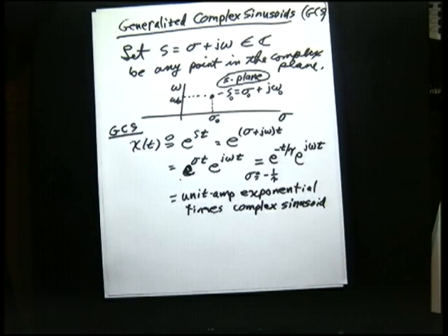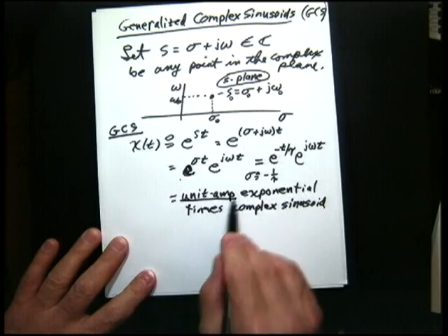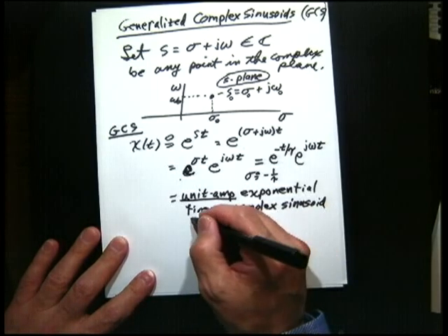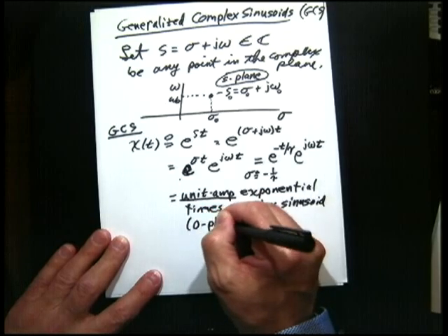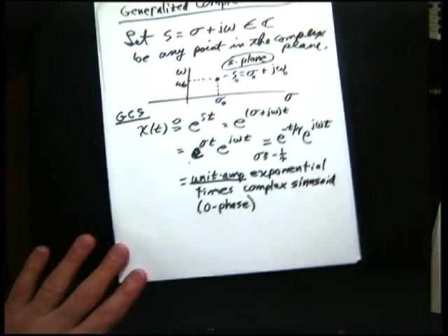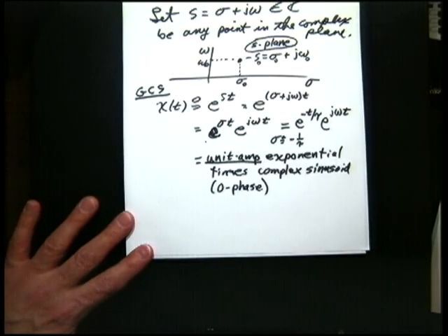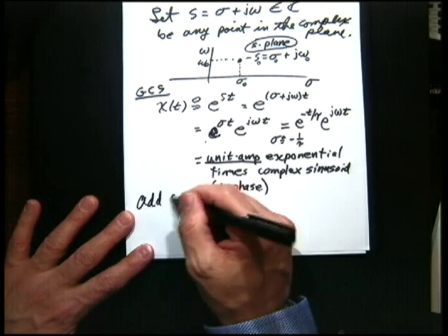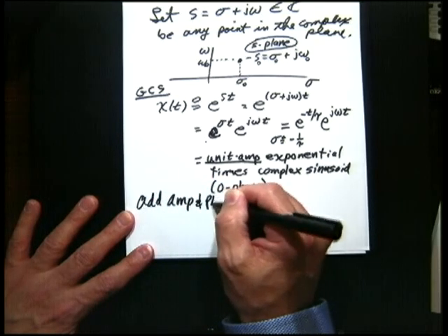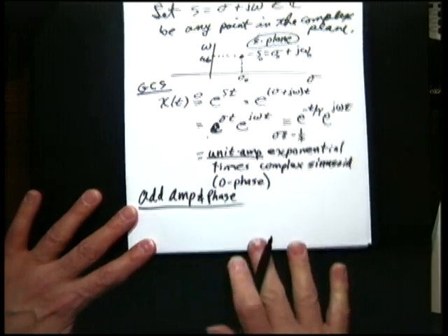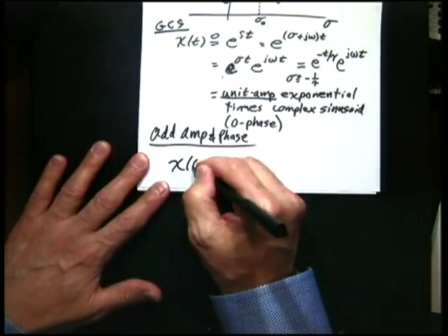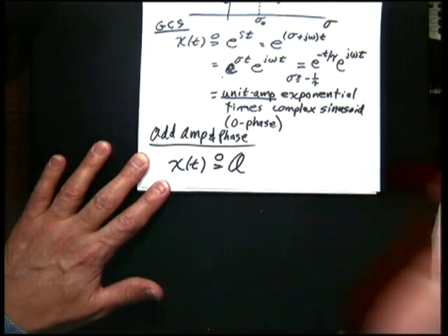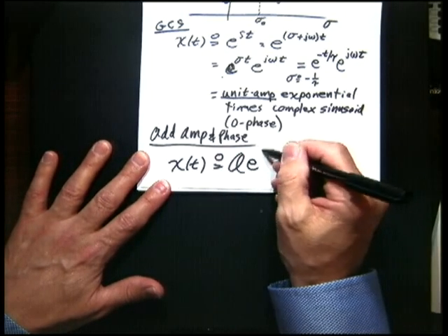So a generalized complex sinusoid just adds an exponential growth or decay to the complex sinusoid. It's just an amplitude envelope. But we only have unity amplitude, and the complex sinusoid is also zero phase. We don't have a phase control. So to add those back in, we just need to multiply by another complex number. So let's say we're going to add amplitude and phase by forming x of t as complex amplitude times e to the st.